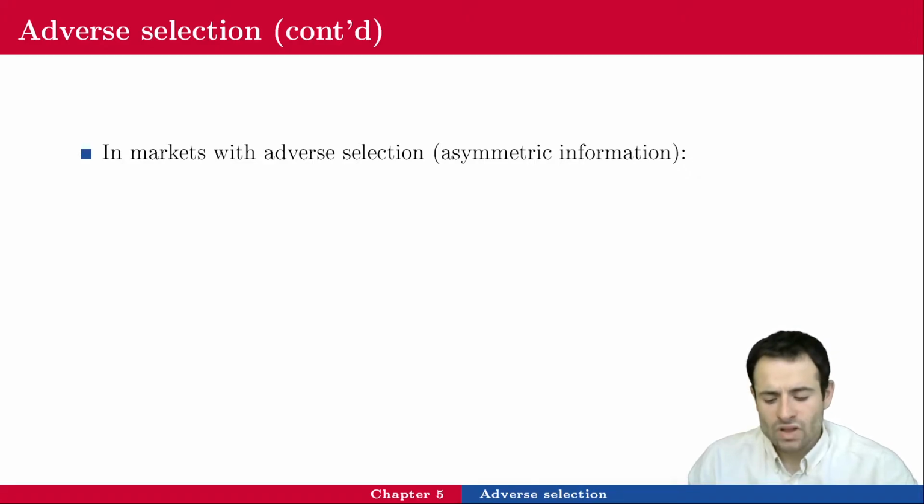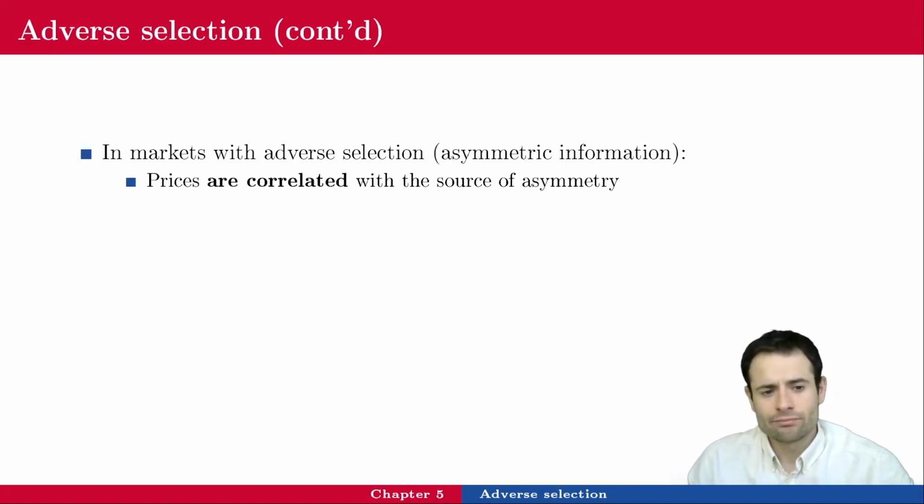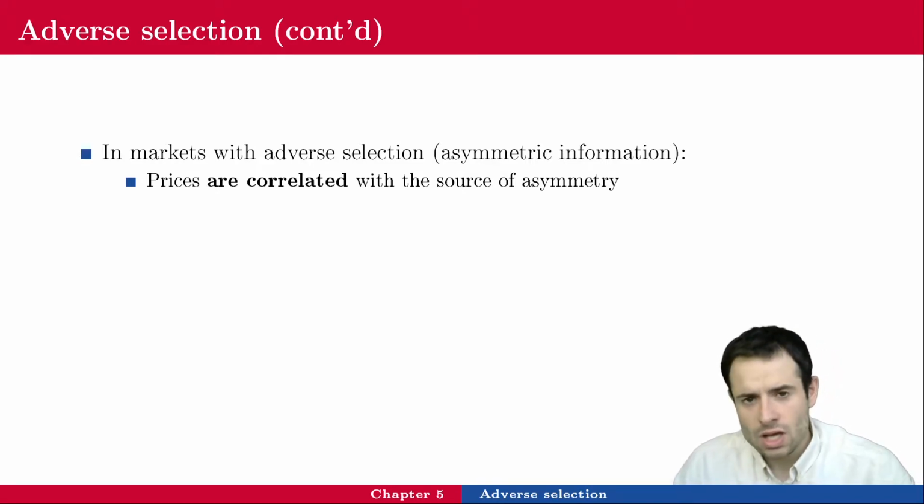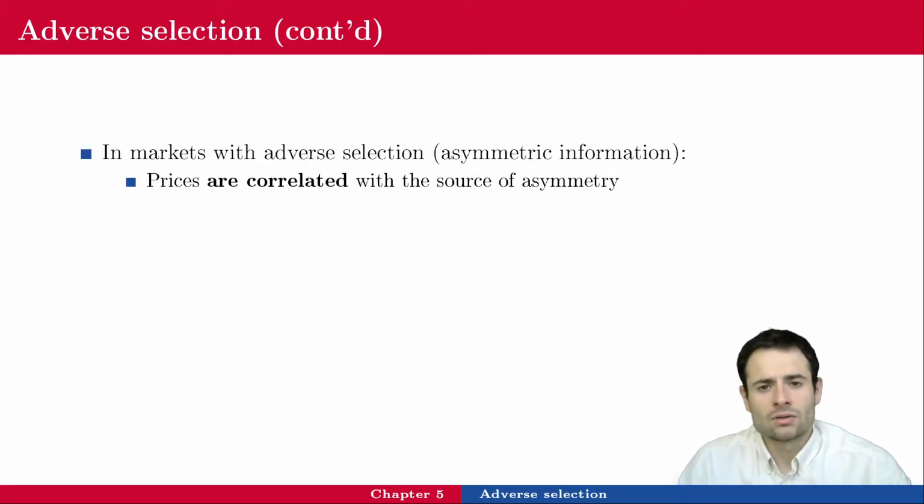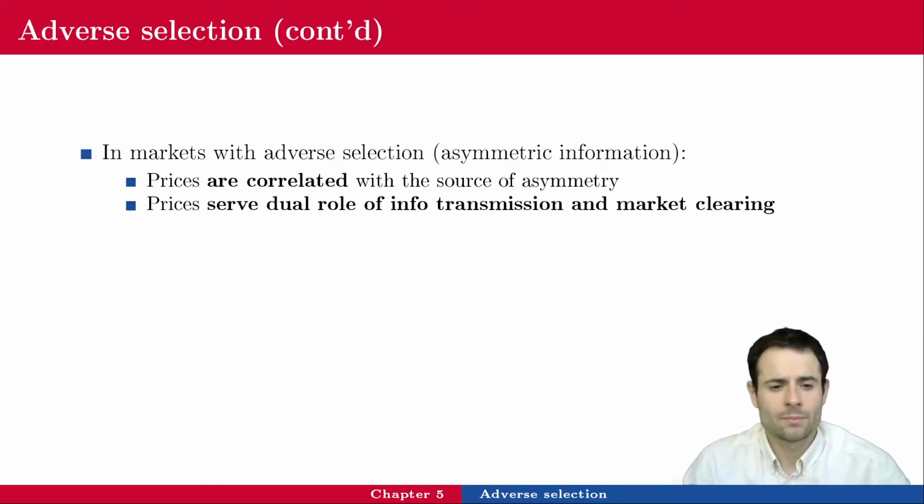So, more generally, in markets that feature adverse selection, prices are going to be correlated with the source of asymmetry. For instance, in the market for lemons, the source of asymmetry is coming from the quality of the car. The price that you see at the end of the day is correlated with the quality of the car. It's going to be only a price between 500 and 1000, and that is the price that will be charged on a lemon, and peaches will not be sold.